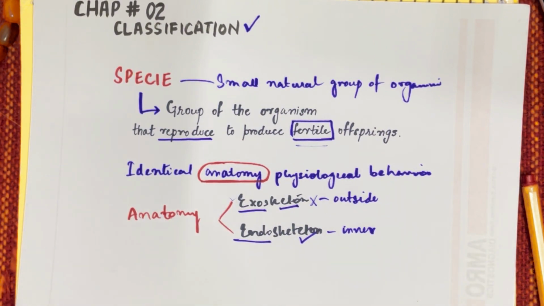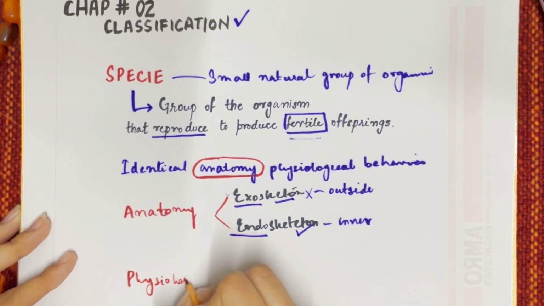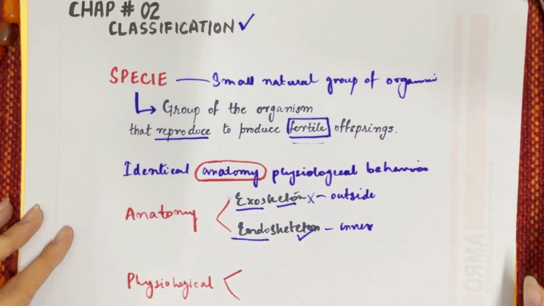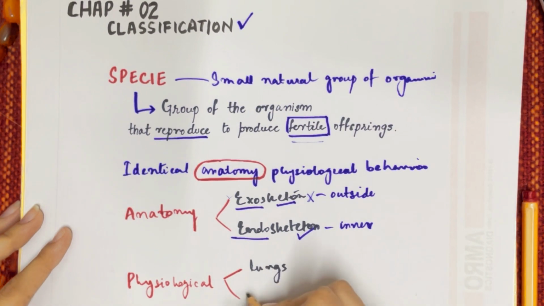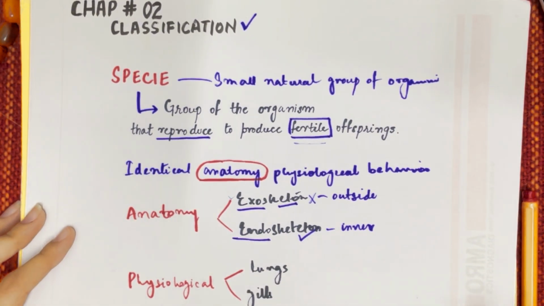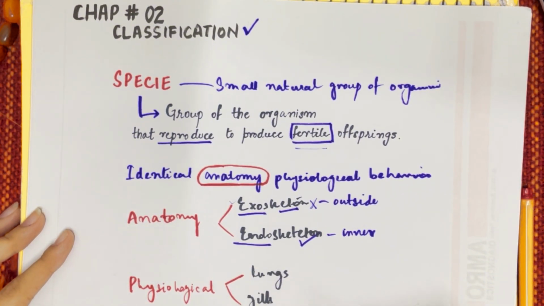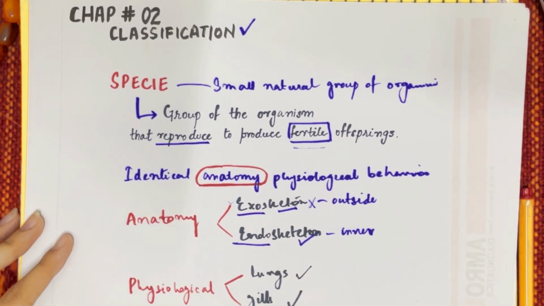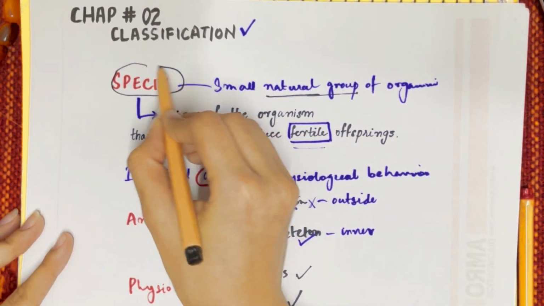Let's talk about how they are similar physiologically. In physiology, we say that each of them consists of, let's say, lungs, and another similar organism, let's say, gills, or book lungs. So does the animal have lungs? Does the animal have gills? Does the animal have feathers? All of these features are basically present in an animal. So all the animals are grouped together into a small natural group, which is known as a species.